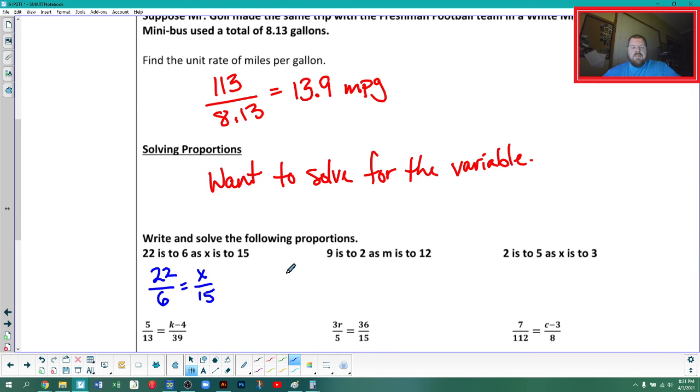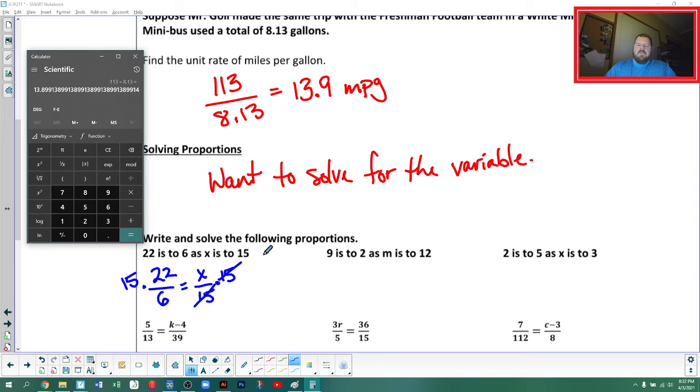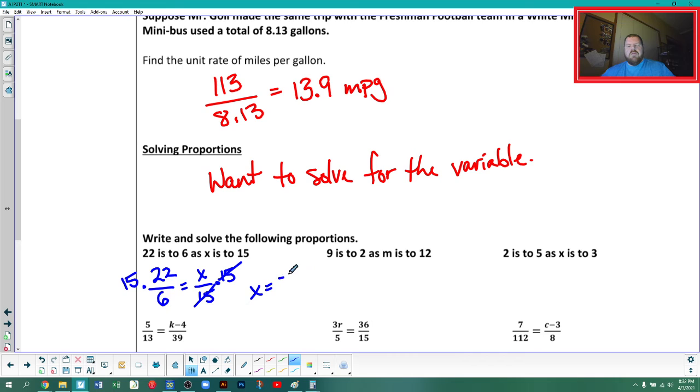Now, the tricky part about this, I guess, it's not really a trick, but in order to solve this, you've probably talked about other ways. But when the variable's on top, if I were to just multiply both sides by 15 here, I think I would get the variable by itself. Those 15s cancel like we talked about last week, and we would end up with an answer. So here I might go 22 divided by 6 and multiply that by 15. And I get 55. So x is equal to 55.